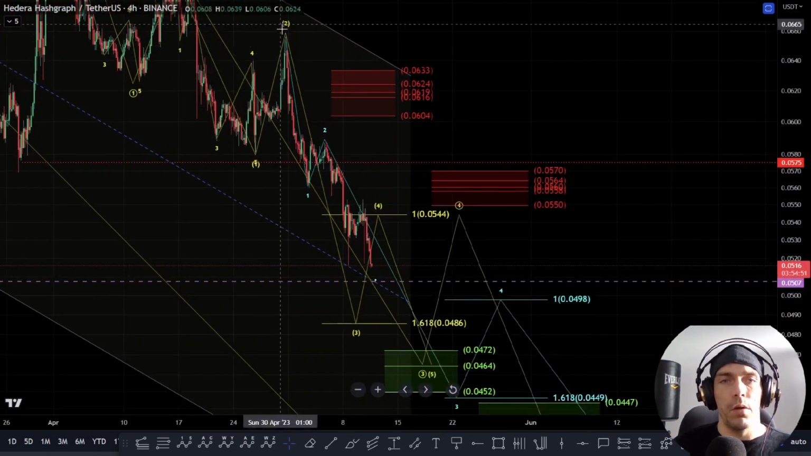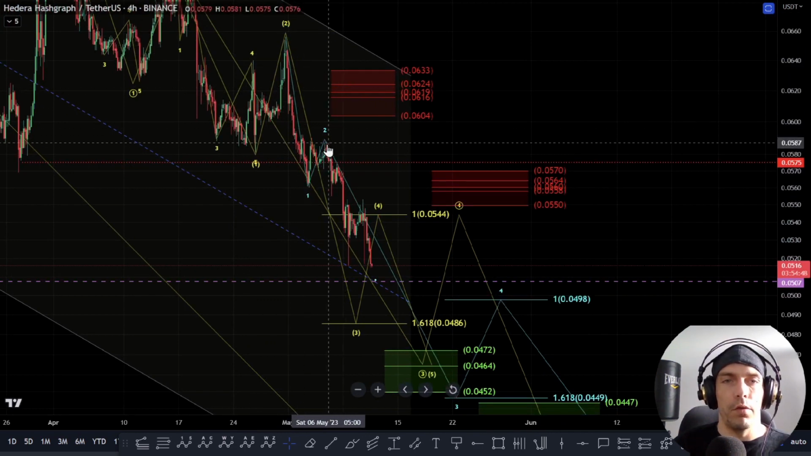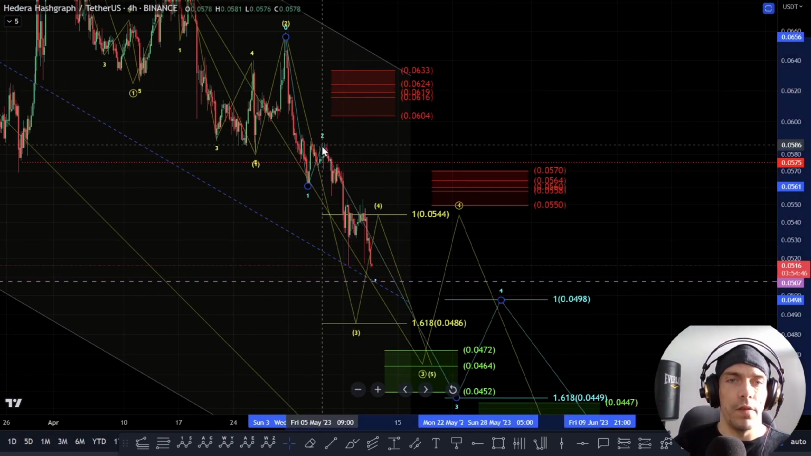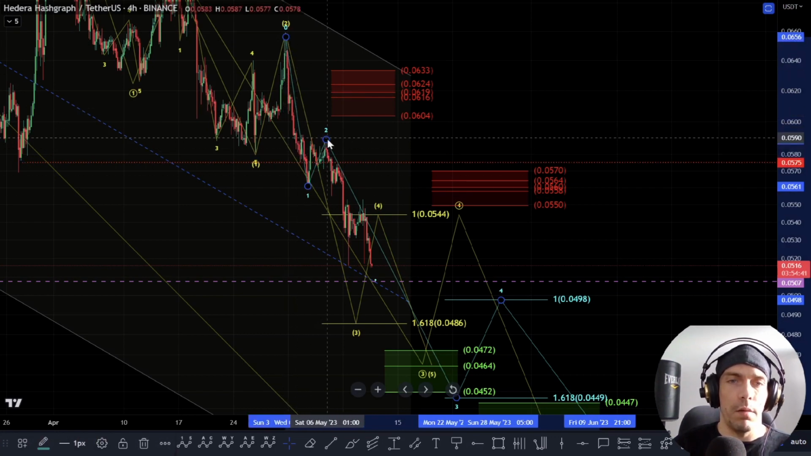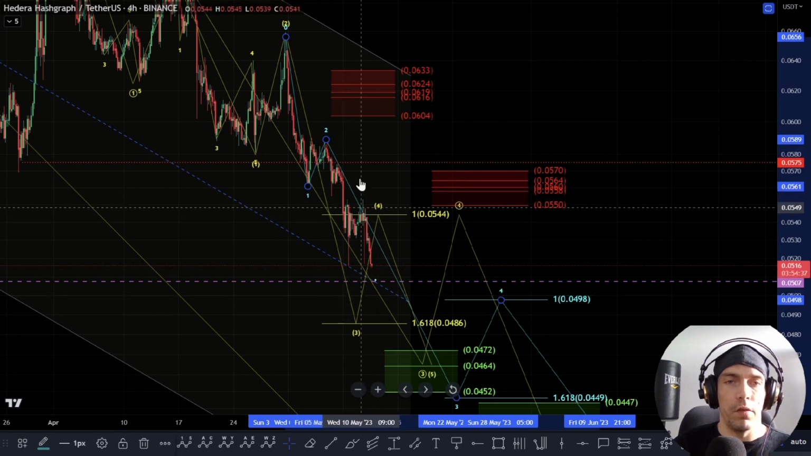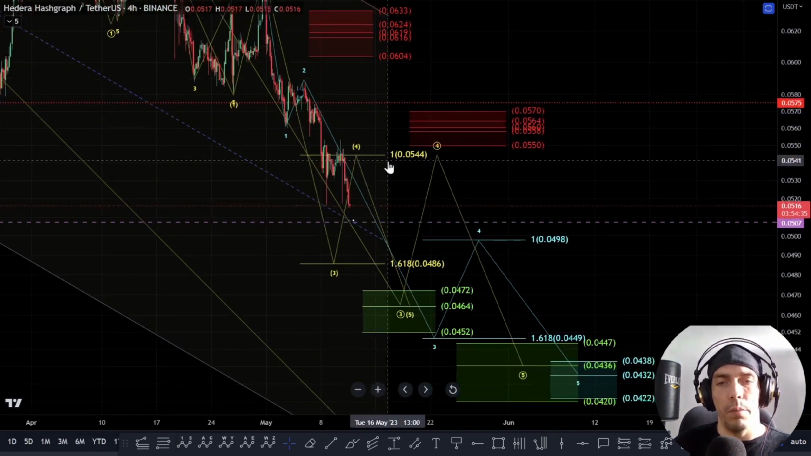Now, how this could be playing out on the internals here is we could actually be extending within this move. We were talking about the potential of seeing a wave 2 come up higher here, and we didn't see it come up higher. We do have a 5-wave count here, and we only came up really short here. So it is possible that we could actually start to extend out from here.